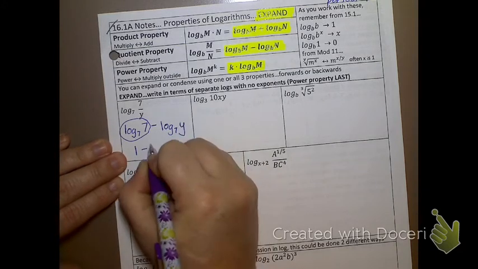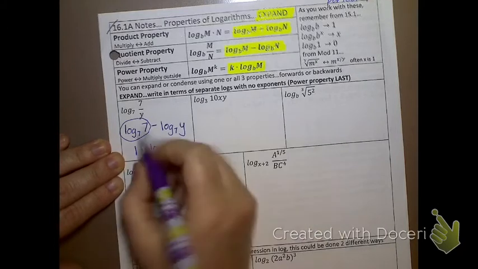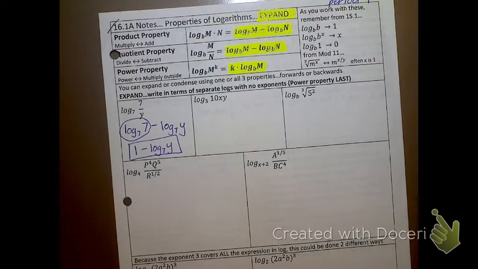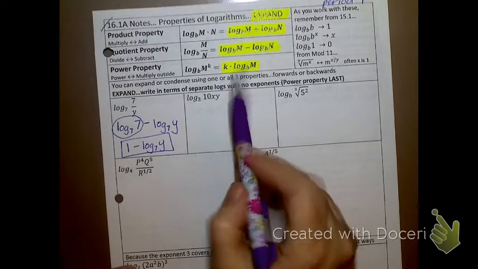And then I have this guy. Because this one isn't a number, it's a y, I can't do anything with that. Does that kind of make sense? A little bit. Okay, let's keep going.